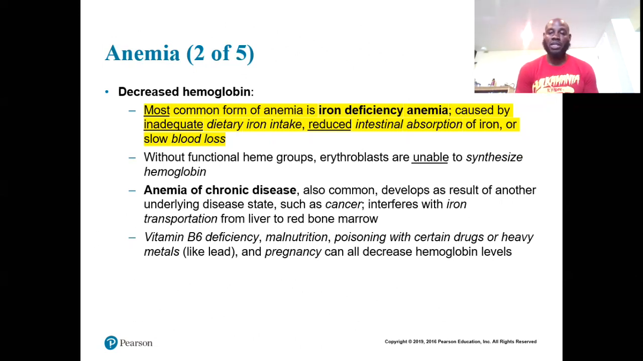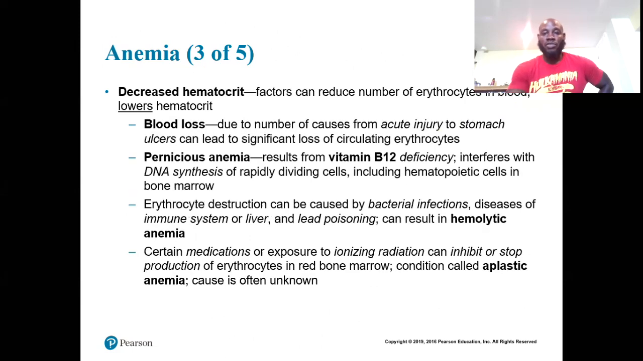The hemoglobin, your red blood cells won't have the hemoglobin necessarily to bind to the oxygen, right? So that could be an issue. Reduced iron could lead to reduced hemoglobin, which leads to reduced amounts of oxygen in your body. Decreased hematocrit.